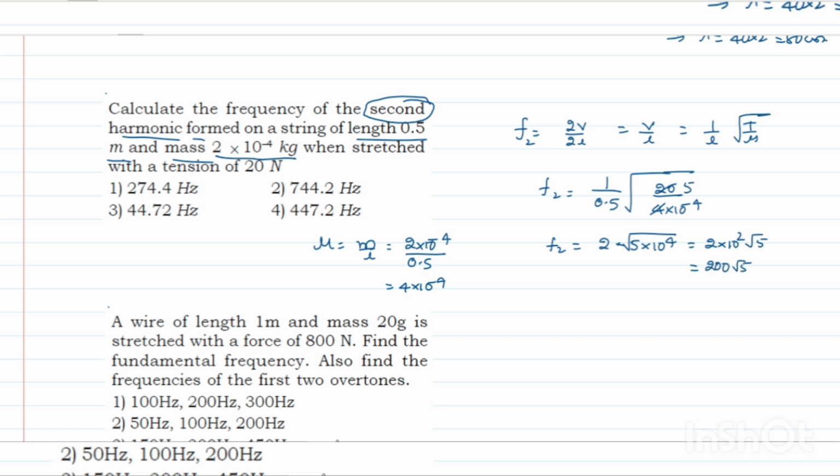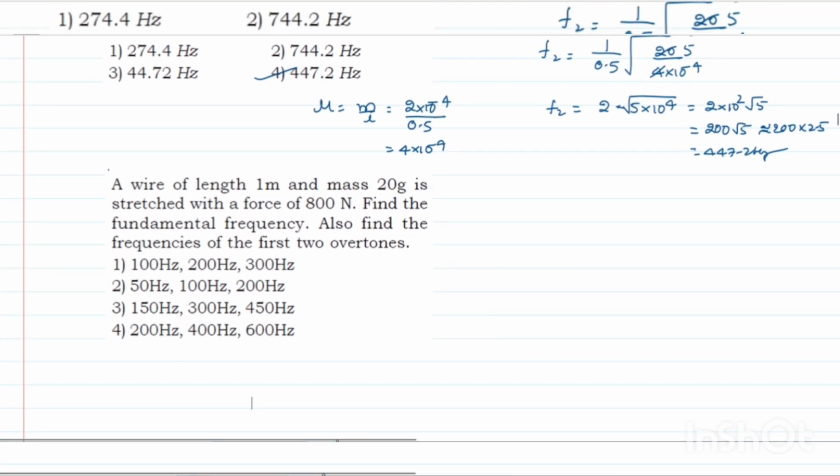So root 5 will be nearly 2.25 something. It's an approximate value you can take, 200 into 2.25, which is close to 447.2 Hz. So this is the correct answer.